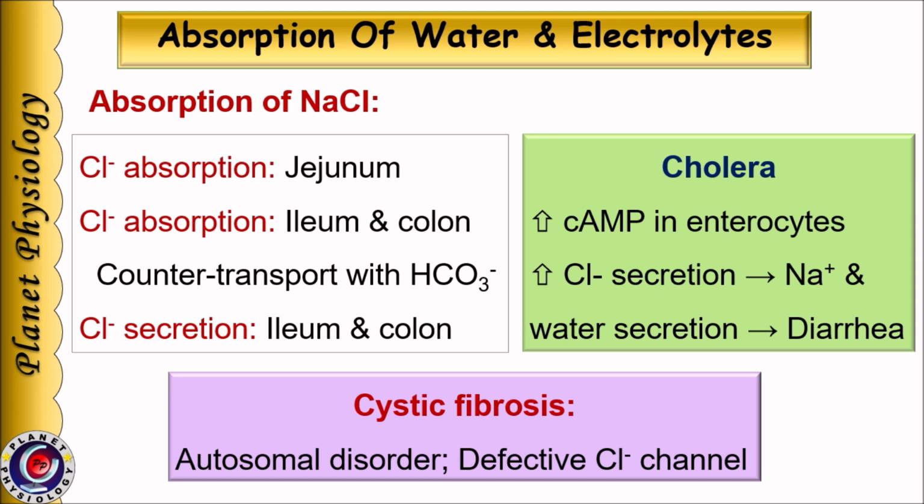The toxin enters the enterocyte and increases formation of cyclic AMP, leading to activation of chloride secretion. This in turn stimulates sodium secretion and causes osmosis of water, leading to formation of a large quantity of diarrheal fluid. These chloride channels are defective in cystic fibrosis, which is an autosomal disorder. In these patients, the intensity of diarrhea is less severe.